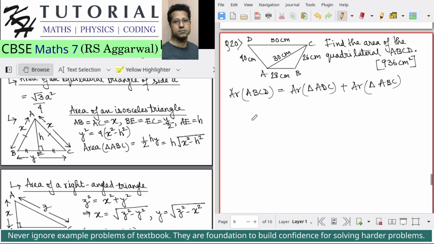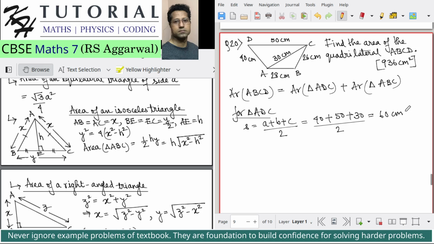Okay. So for triangle ADC, what is the semi-perimeter? Semi-perimeter is the sum of the length of the sides divided by 2, which will be equal to 40 plus 50 plus 30 divided by 2, which is equal to 60 centimeter.